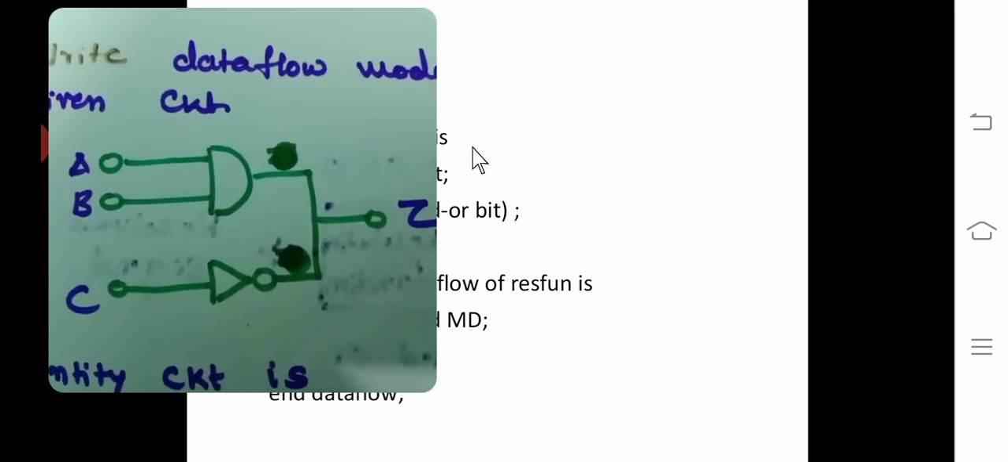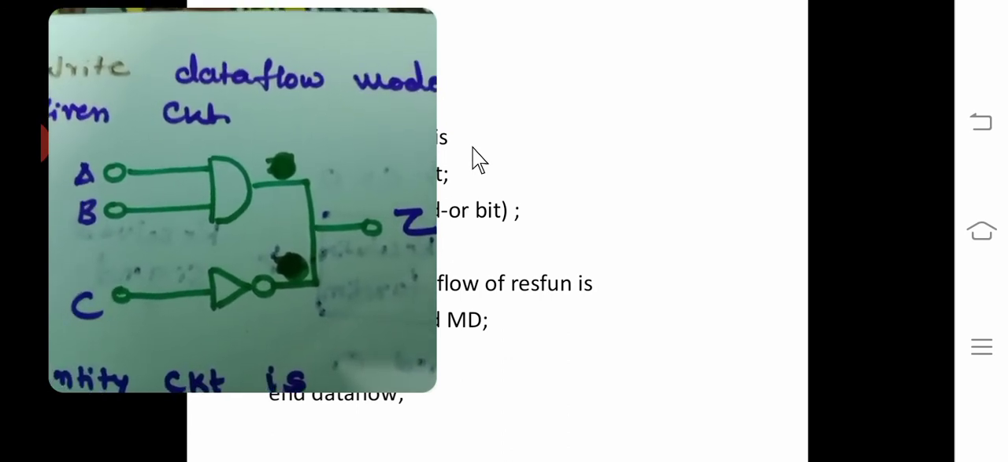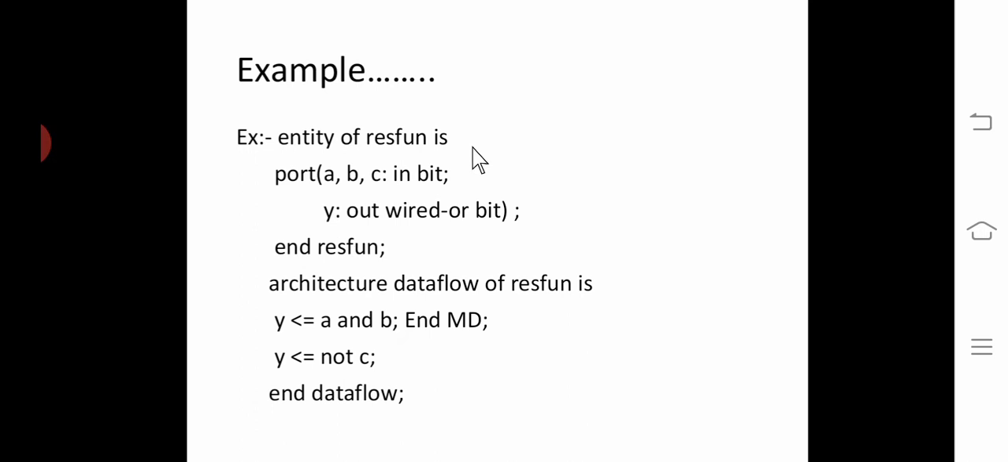So just see and write in your notebook, and afterwards you see the program. For this function, first we are writing the program, and afterwards I will tell you how you apply the resolution function and how you get the output. So how many inputs are there? Three inputs, A, B, C, and only one output. In the figure I have taken it that way, but here I have written it as Y. Here you see, out wired OR bit. What have I taken here?